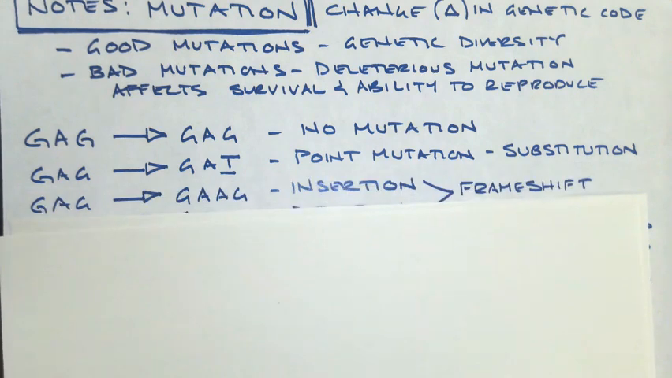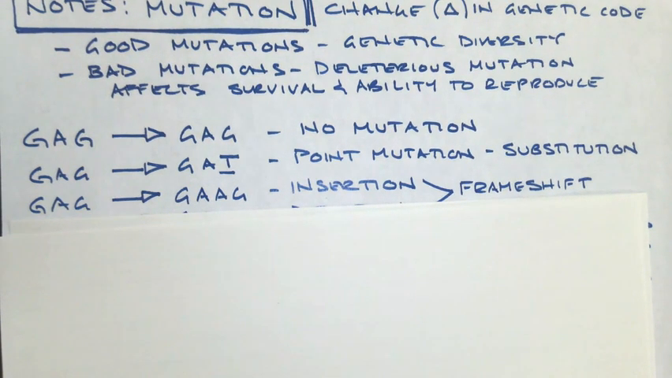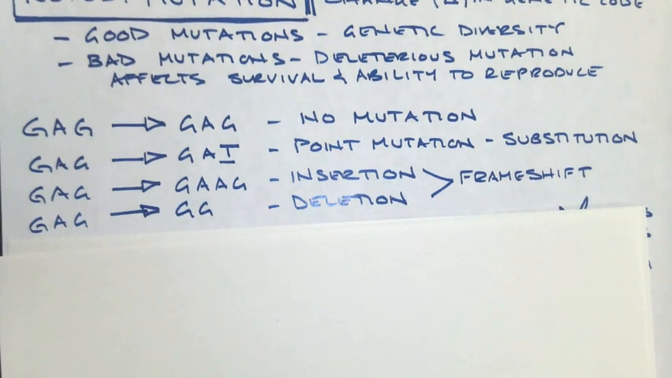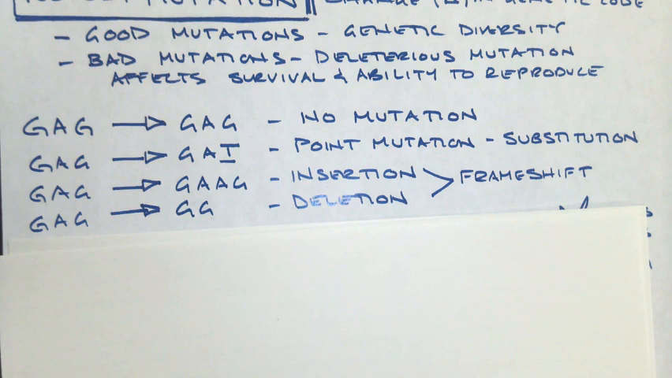The next one is GAG, and it gets changed to GAAG. In this case, an additional nucleotide was inserted. The next one is GAG, and it gets converted to GG. This is called a deletion. Each of these causes what we call a frameshift mutation, because remember, a set of 3 nucleotides is a codon, and a codon codes for an amino acid. So this causes a dramatic change in the genetic code.